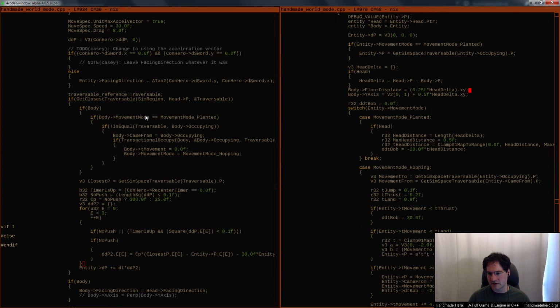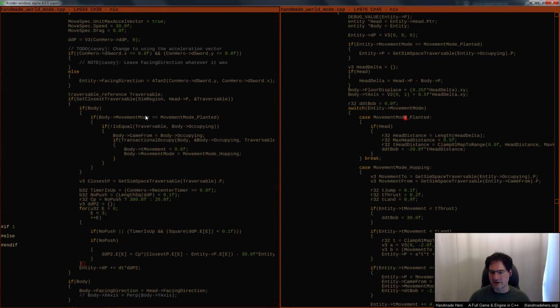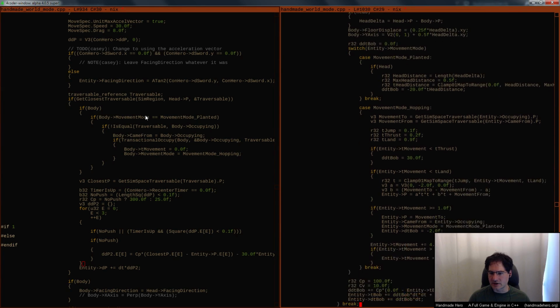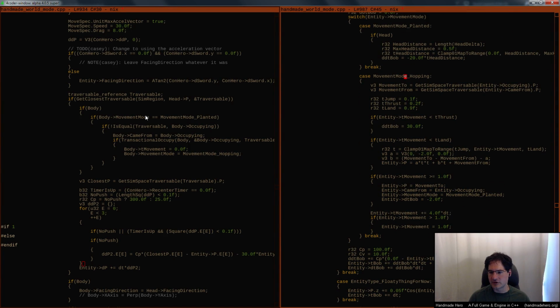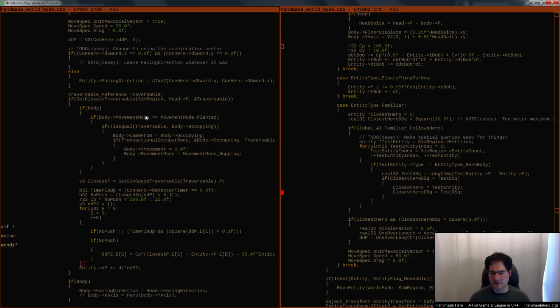Like all of this, it's really just that bob amount that has to do with the head distance here. It looks like the T head distance. It's really just that bob amount that's happening inside planted. That's really it. And you can see that hopping in general doesn't really require the head at all. So I think what I'm going to start by doing, right, is I'm going to try to take this out and see if I can make this be its own sort of idea here.